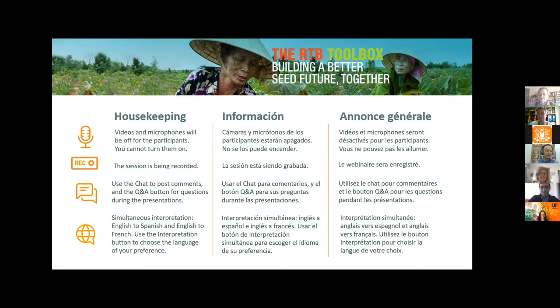Today we have 4 sessions: seed tracing, INA, cassava seed tracker, and experimental auctions.